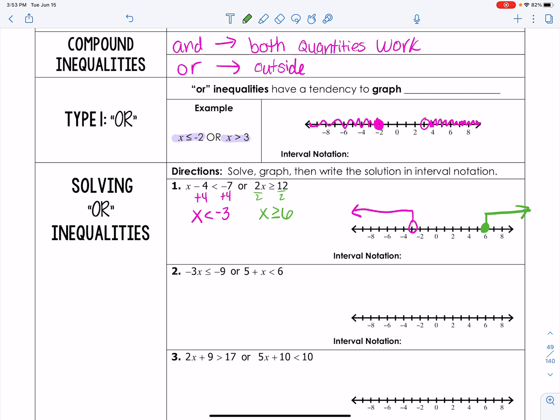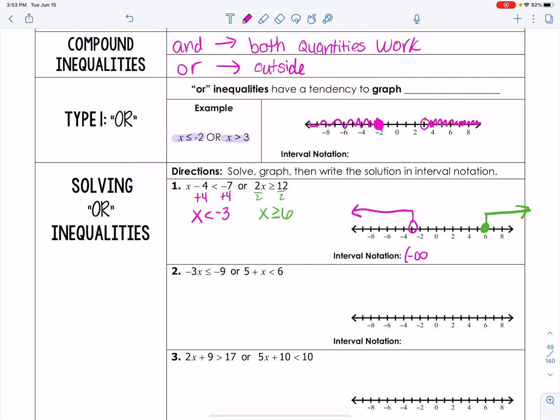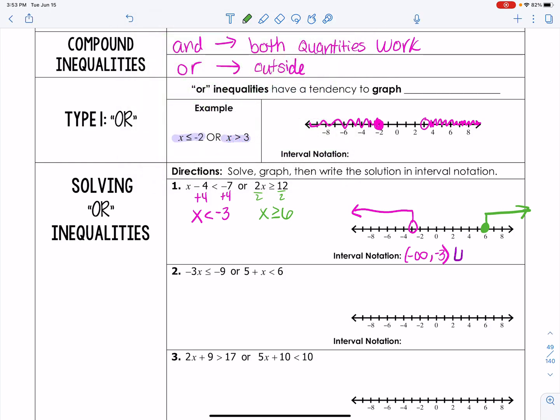My answer, and I'm not really so worried about this, is going to be negative infinity. I'll use pink to show the different ones. I'm going to go from negative infinity to -3 with a parentheses. And then I'm going to use this union symbol, and it's also from 6 with a bracket to infinity. That's my interval notation, and I'm really not worried about that. I'm just worried about the graph.